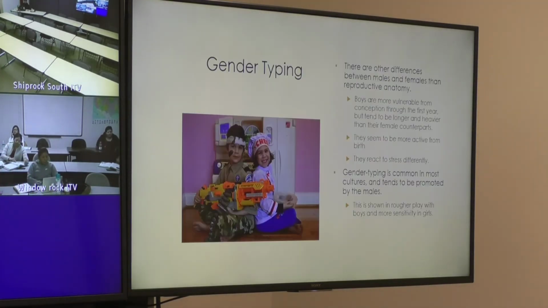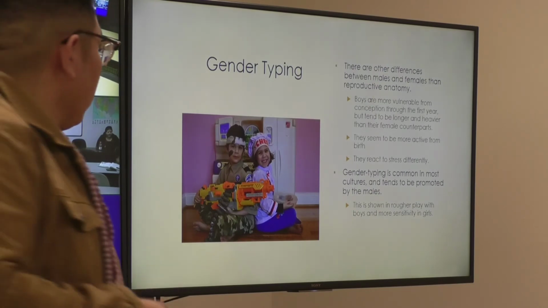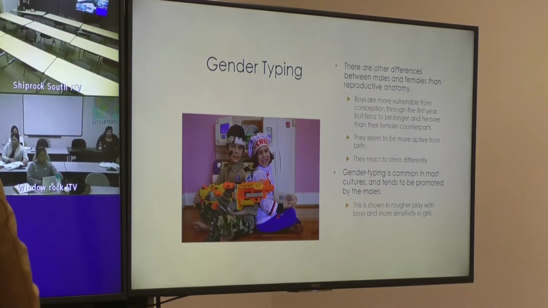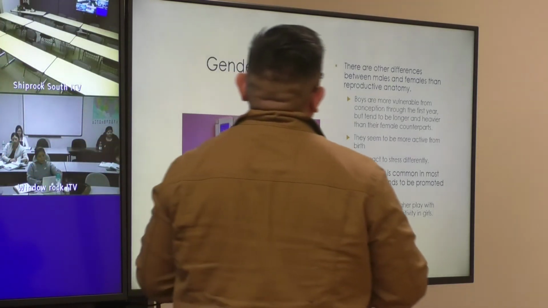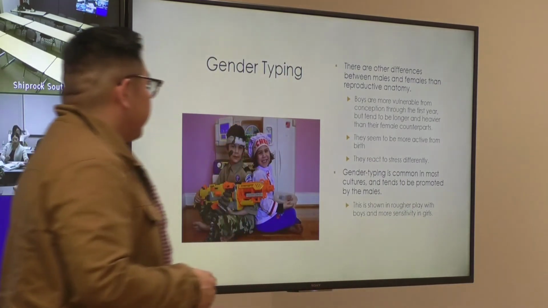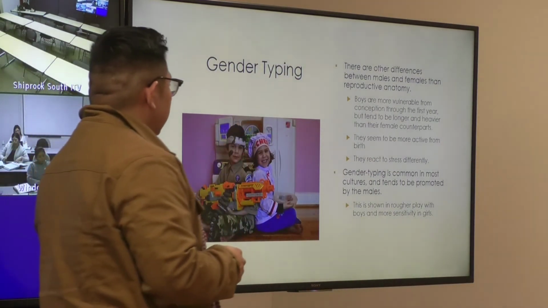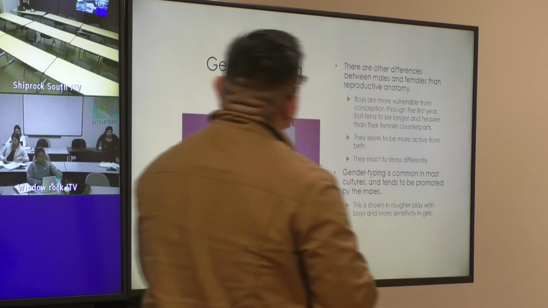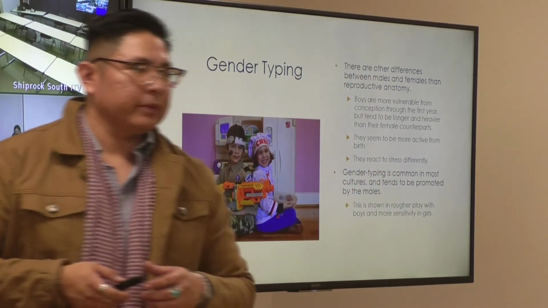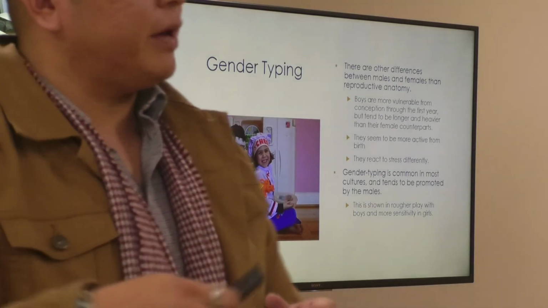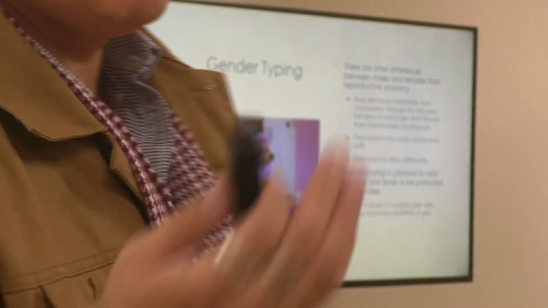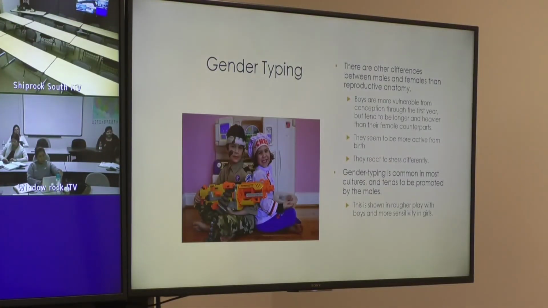So now, gender socialization. Within that, there are other differences between males and females than reproductive anatomy. You see that. Boys are more vulnerable from conception through the first years, but tend to be longer and heavier than their female counterparts. So from a physiological outlook, they seem to be more active from birth. They react to stress differently. So how many have ever seen that where females are able to handle stress better versus a male individual, because one, the male individual may withdraw. And that's one of the big things you can see all the way across the board.